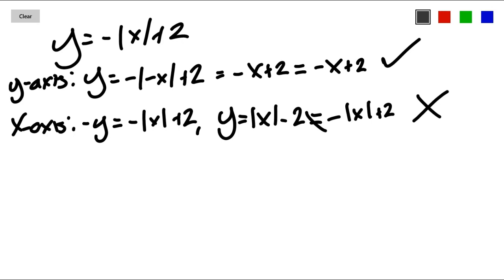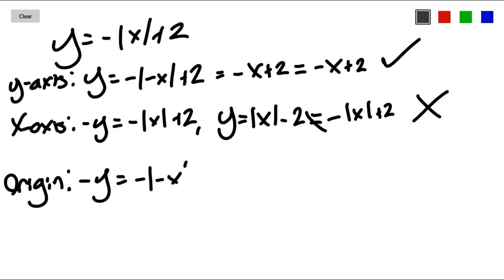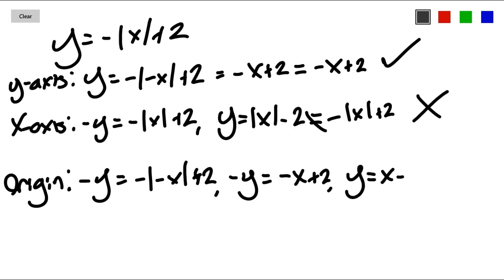If I test for symmetry about the origin, I say that negative y is equal to negative absolute value of negative x plus 2. The absolute value of negative x is just x. So I have negative y is equal to negative x plus 2. And then I have y is equal to x minus 2, which is not the same as negative x plus 2. So there's no origin symmetry. So this particular function only has y-axis symmetry.